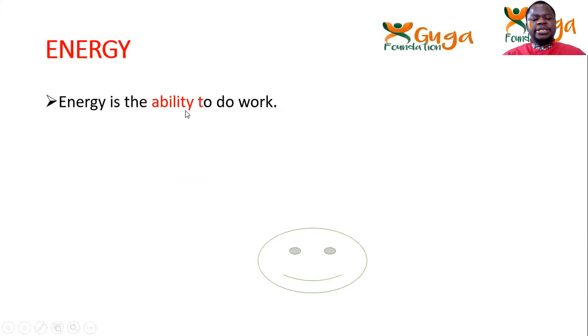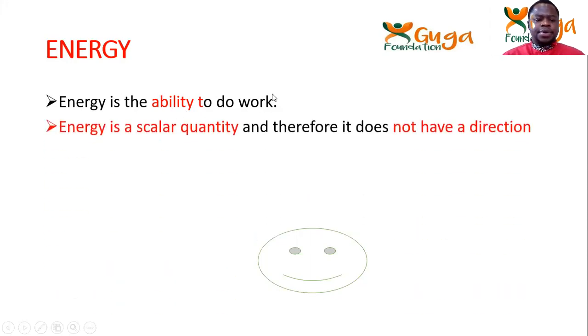Let's start. What is energy? Everybody knows energy is the ability to do work, or the capacity to do work. In other words, if there's no energy, work cannot be done. We also know that energy is a scalar quantity. What is a scalar quantity? It's a physical quantity which has magnitude only, magnitude or size, and therefore it does not have a direction.